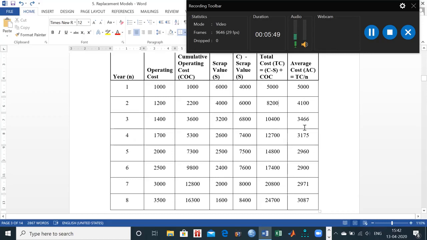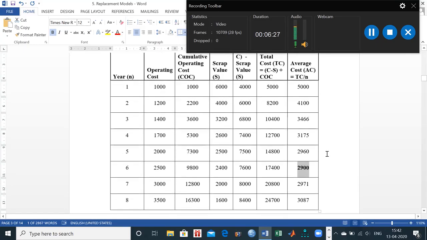Now if you keep looking at the average cost values, they are constantly coming down till the 6th year, and from the 7th year onwards the average cost begins to increase. So this is the time we should consider replacing the machine. Till the 6th year the average cost is coming down, and from the 7th year it's beginning to go up, and therefore we take a decision that we would replace the machine at the end of the 6th year.